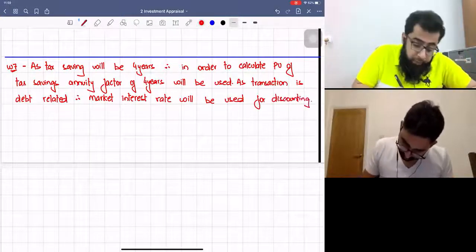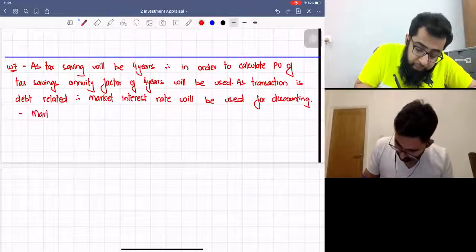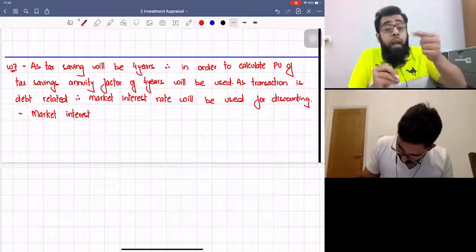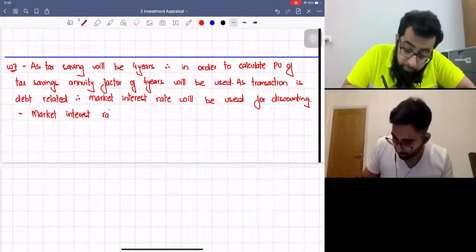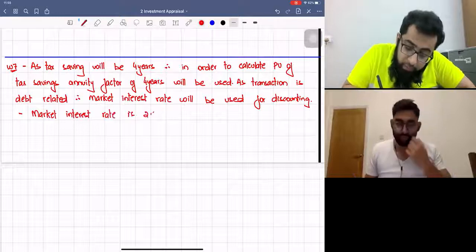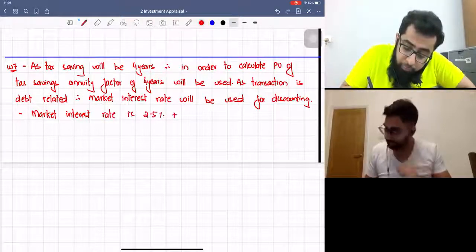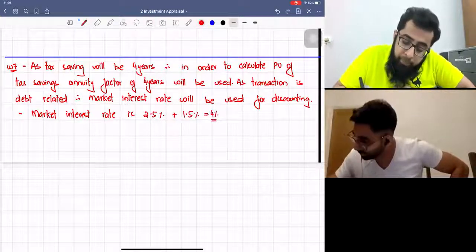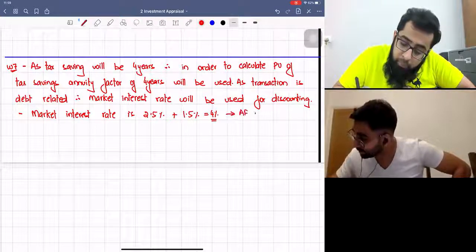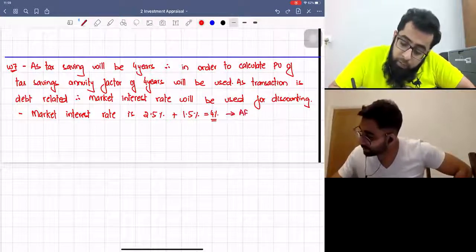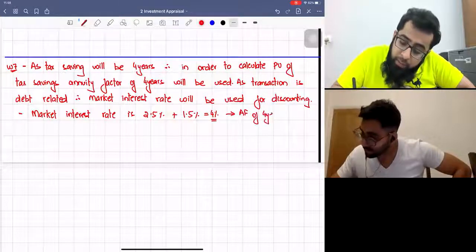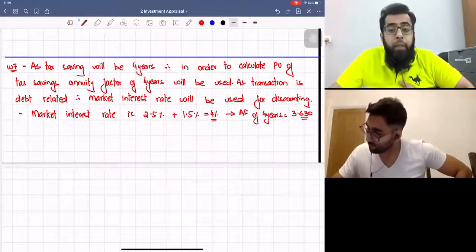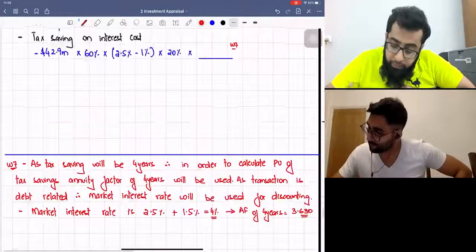Market interest rate: 2.5% is the risk-free rate, and we borrow 150 basis points above that. So 4%. Now check the annuity factor of 4% for 4 years, which is 3.630. You can check from the table.